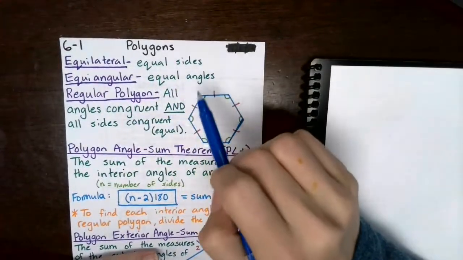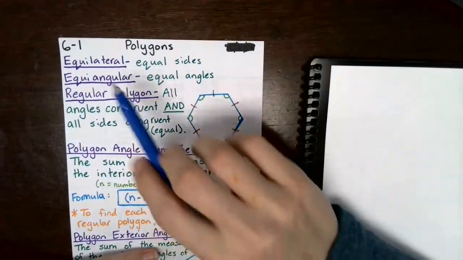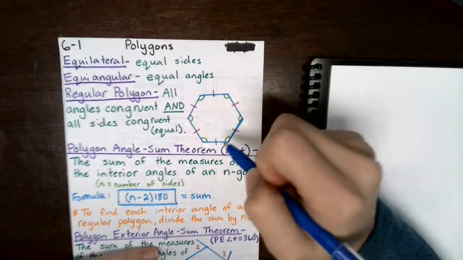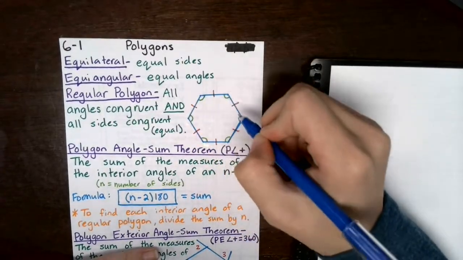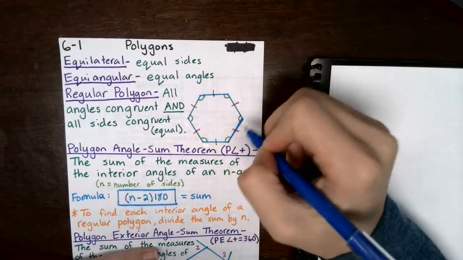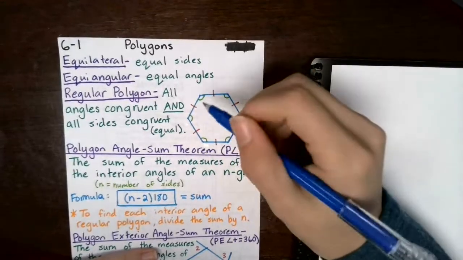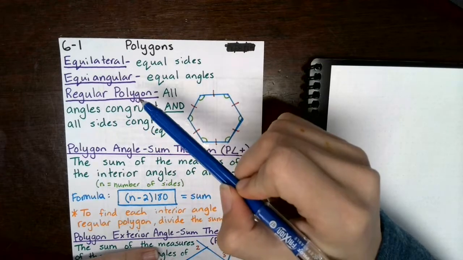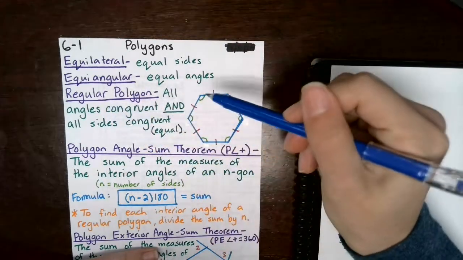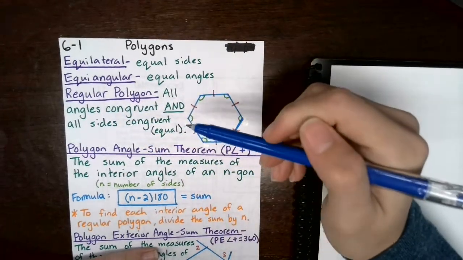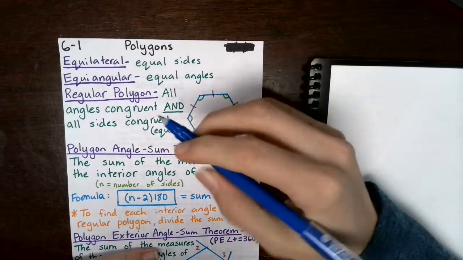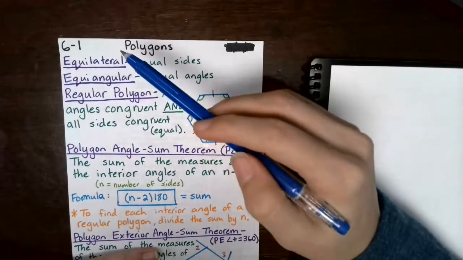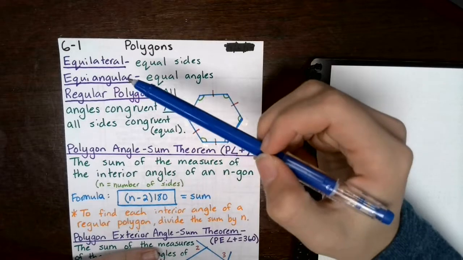Equilateral just means equal sides, okay? Equiangular, equal angles, okay? So these arc marks show equal angles, these dash marks show equal sides. And since this shape has equal angles and equal sides, it is a regular polygon. We call it regular. It's actually a hexagon because it has 6 sides, okay? We only call something regular if it is both equilateral and equiangular.